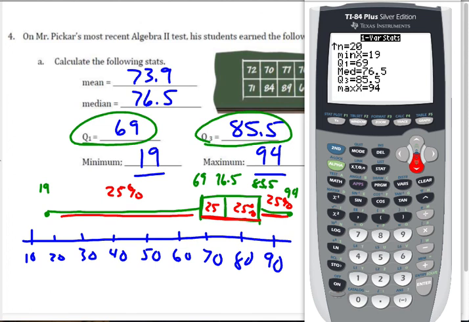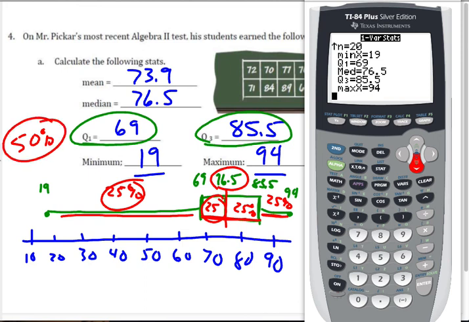So if I said, what percent of my students scored less than a 76.5? Well, that's this right here. I would say 25 plus 25, or 50% scored less than 76.5. If I said who scored more or higher than a 69, well, this 25, this 25, and this 25, I'd say 75% scored higher than a 69 on the test. And that's pretty much it.